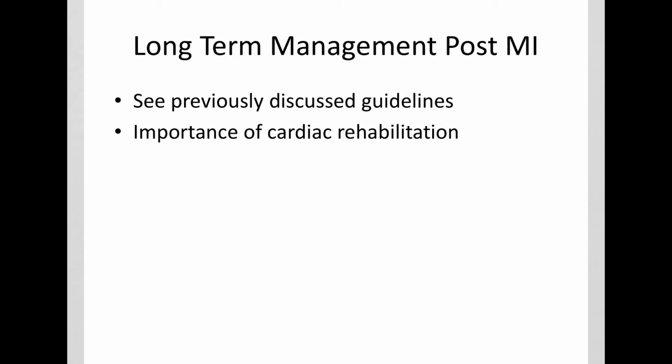Long-term management, in the previous lecture about CAD, we talked about risk factor management, importance of exercise. These patients are also eligible for cardiac rehab services and should be encouraged to attend that. So that gives you a summary of recovery and treatment of a myocardial infarction.